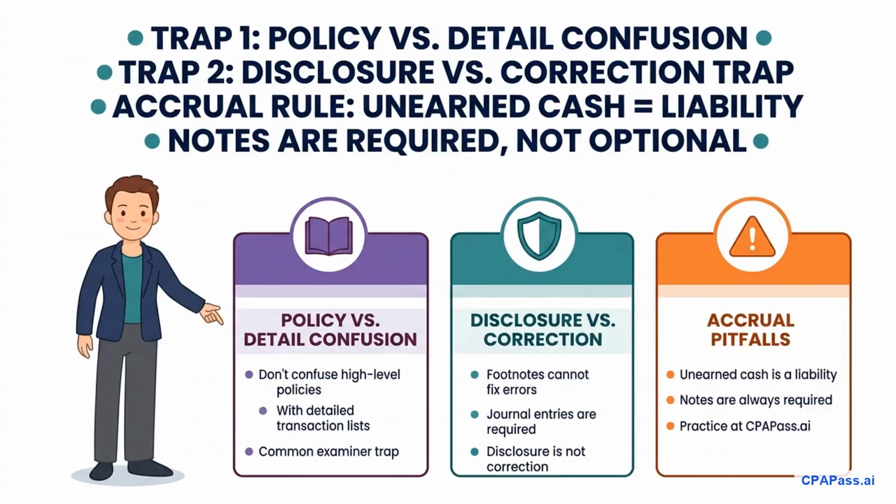To pass FAR, you must avoid common examiner traps. First, watch out for policy versus detail confusion. Candidates often mistake high-level accounting policies for detailed transaction disclosures. Second, master the disclosure versus correction trap. You cannot simply disclose an error in the notes to correct a misstated balance sheet. A formal journal entry correction is required.